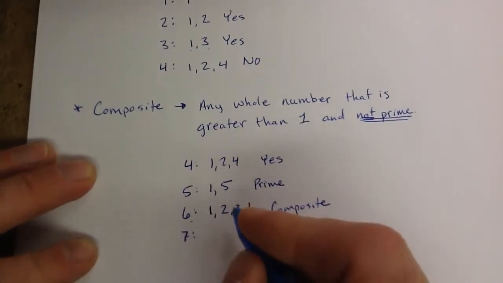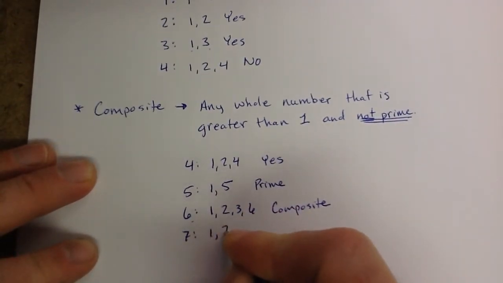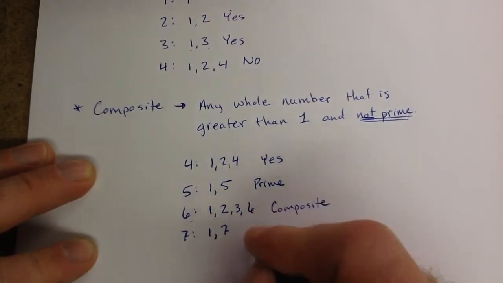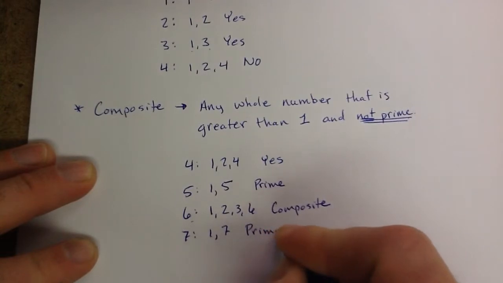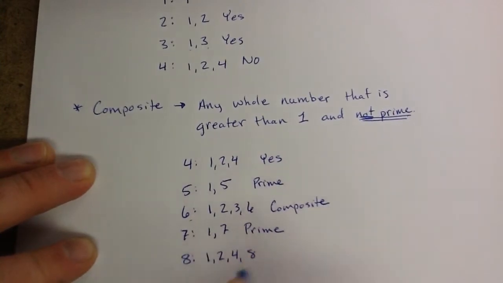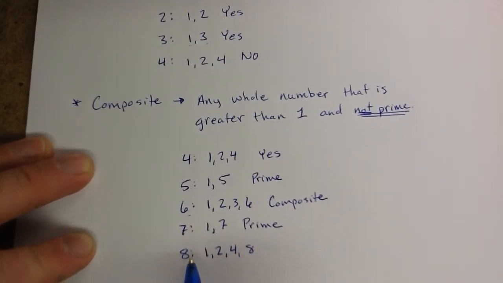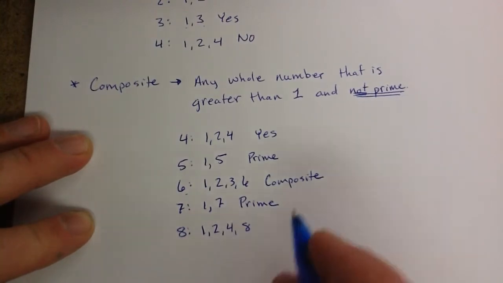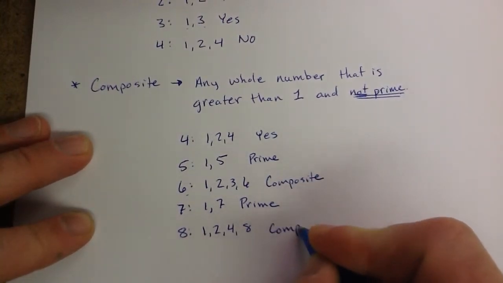7. Factors of 7, 1 and 7. Well, this is a whole number, greater than 1, but it has exactly two factors, so this would be prime. 8, 1, 2, 4, and 8. Greater than 1, it's a whole number, and it has more than exactly two factors, so this would be considered composite.